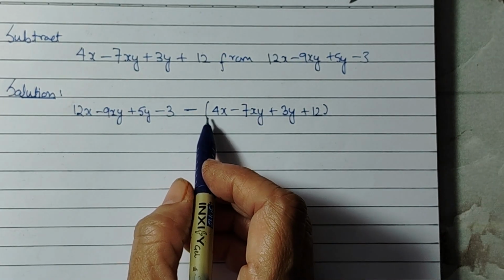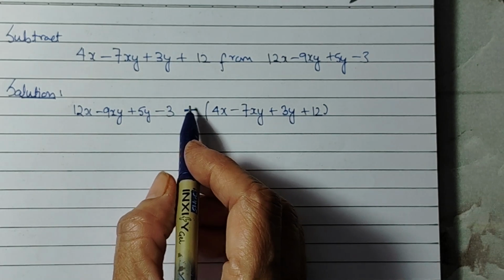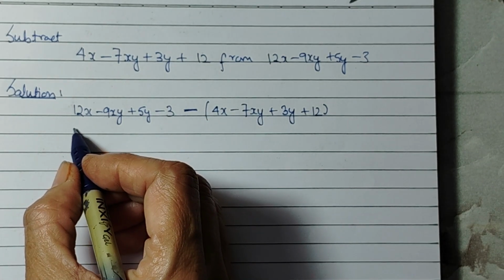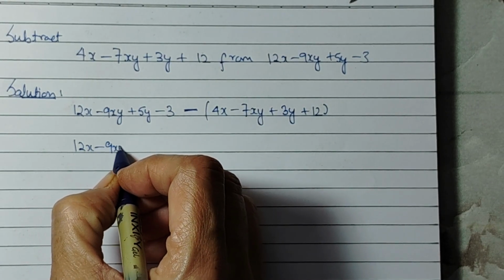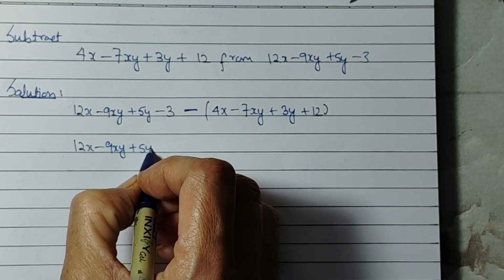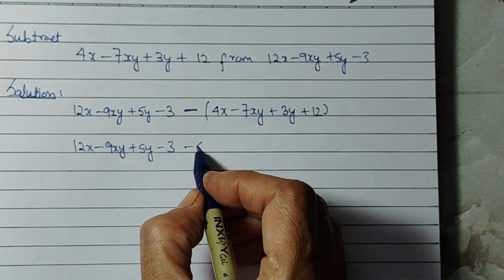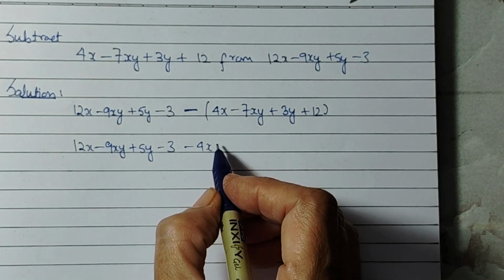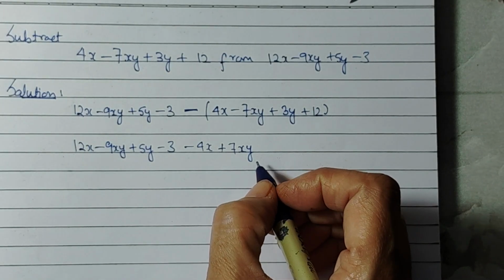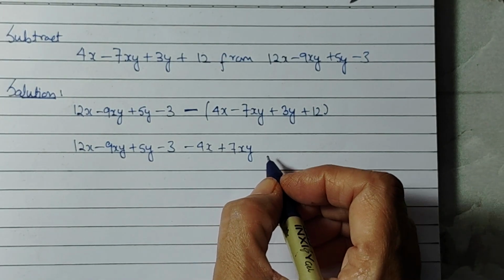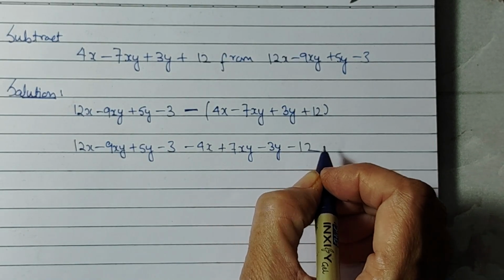Now we will change the sign of these terms with respect to this minus sign. So it will become 12x minus 9xy plus 5y minus 3. Now it will become minus 4x plus 7xy minus 3y minus 12.